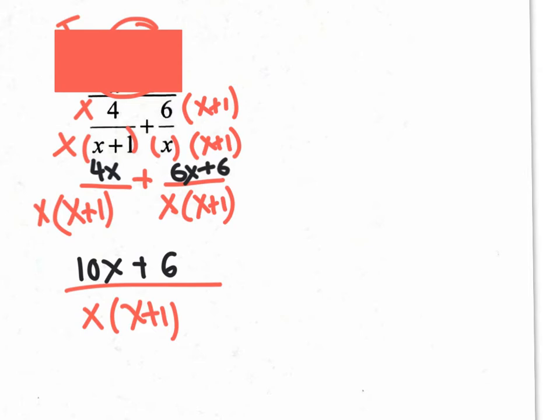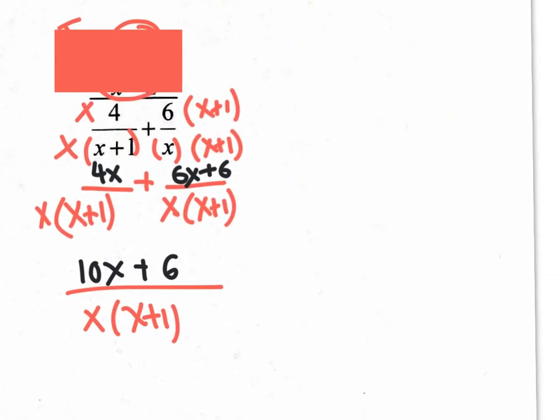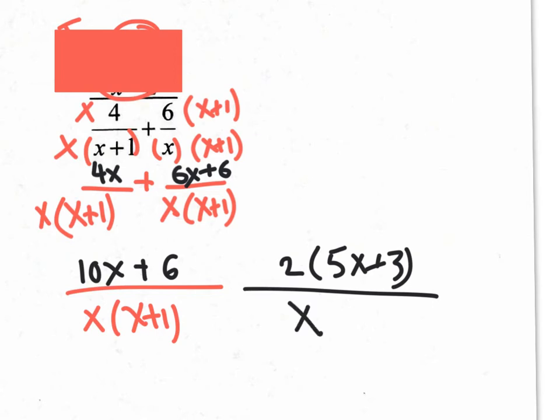And that's pretty much all you could do besides factoring out a 2 from the top. So we might as well do that, I guess. Let's factor out a 2 from the top. If I do factor out a 2 from the top, it will be 2 and then 5x plus 3. And on the bottom, you'd still have the x times x plus 1.